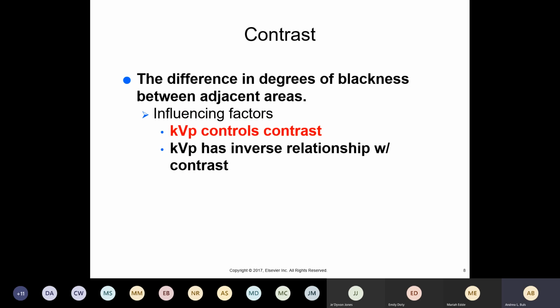The difference in degrees of blackness between adjacent areas is how contrast is defined. So a lot of people will get confused between density and contrast, but contrast is just how those differing shades look next to one another. So we talked about low contrast is lots of grays, so there's lots of differing shades, and high contrast, there's not, it's just black and white. And we know that KVP is the controlling factor for contrast, and it has an inverse relationship with contrast.